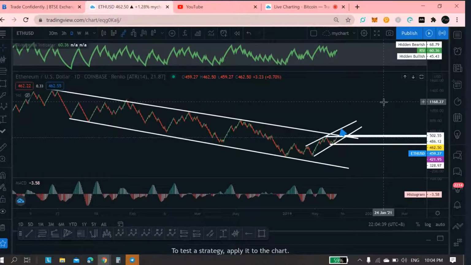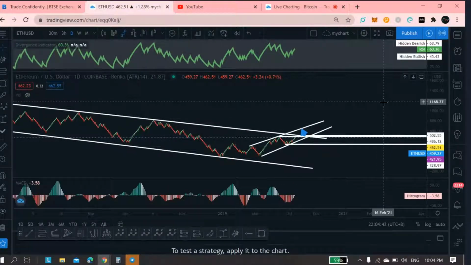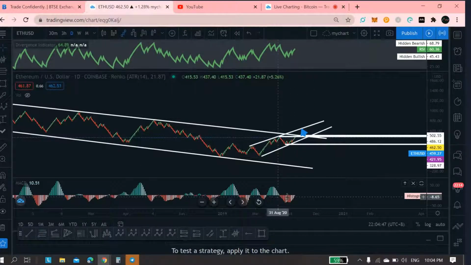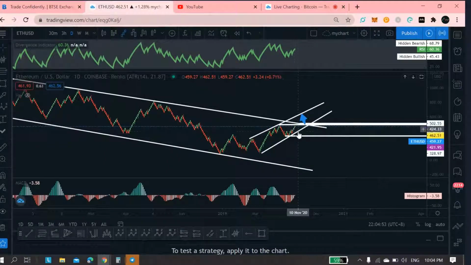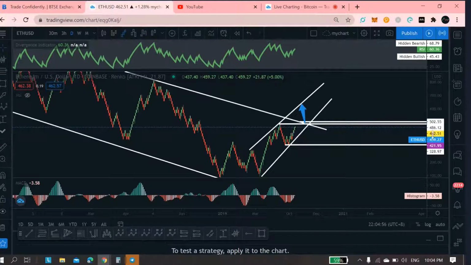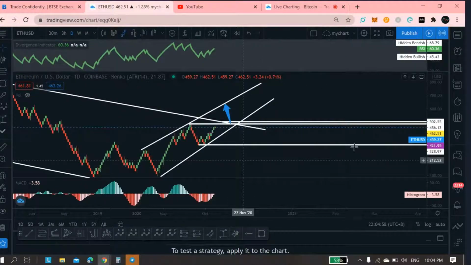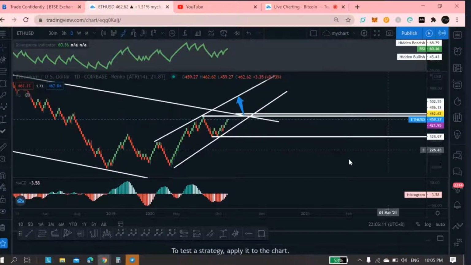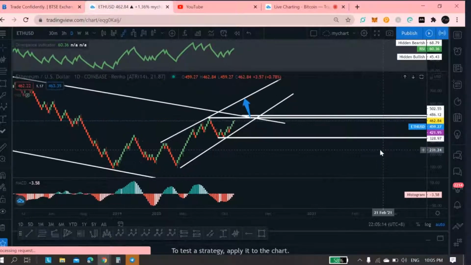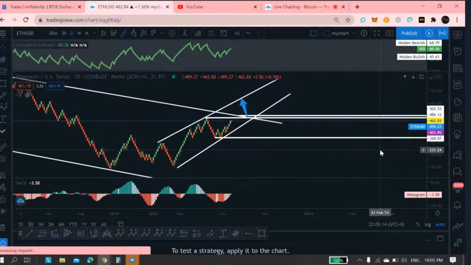I think I did not use the divergence indicator. Oh, yeah, this one. Actually, let me also add another thing. Oh, it actually has a different VWAP using the Renko chart, 421. But anyway, it's close to 420 area, so I think that we'll just use that.